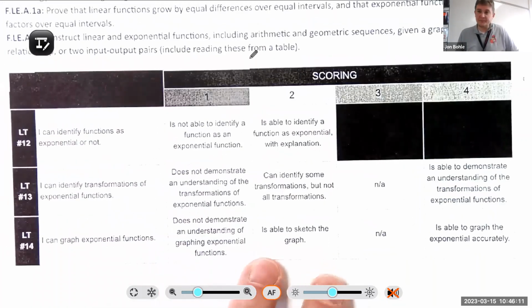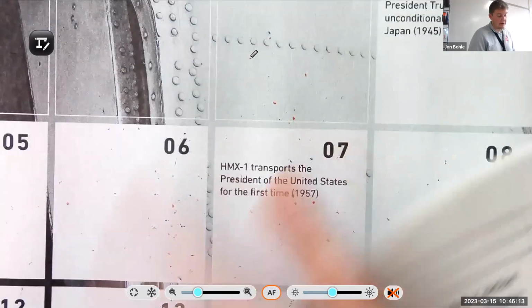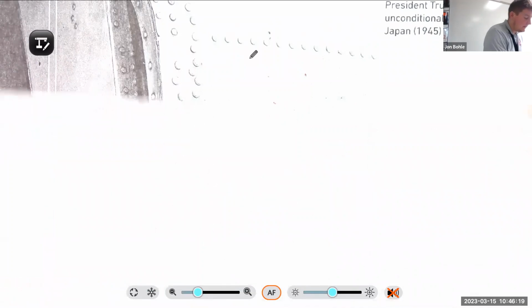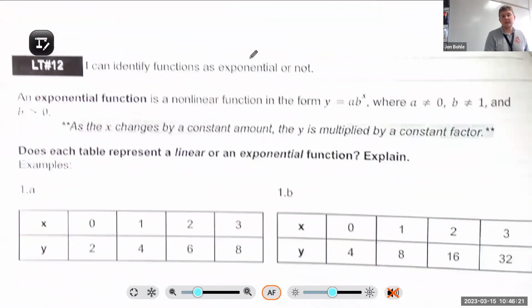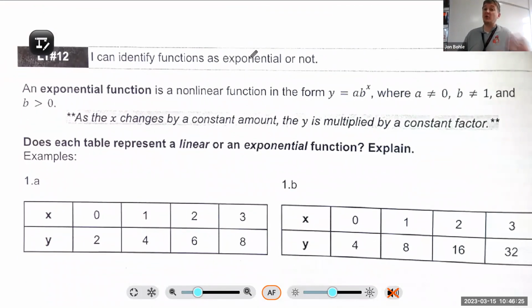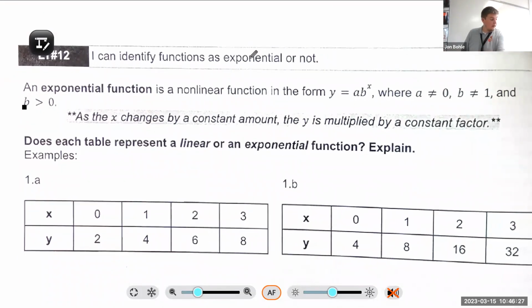All right, let's go to the second page. If you're curious how I grade them, they're on that front page. Here's our first learning target. First learning target is I'm going to be able to identify functions that are exponential or not exponential.